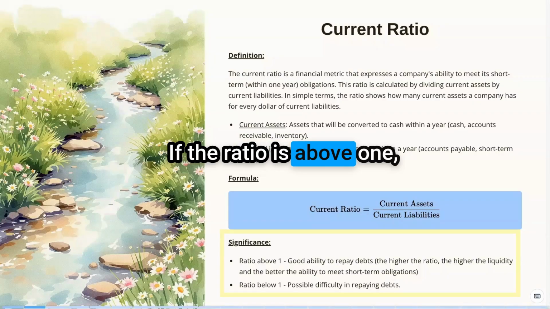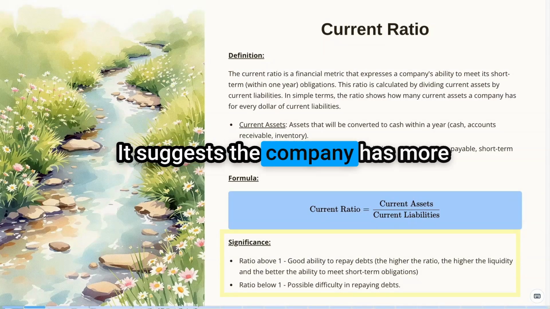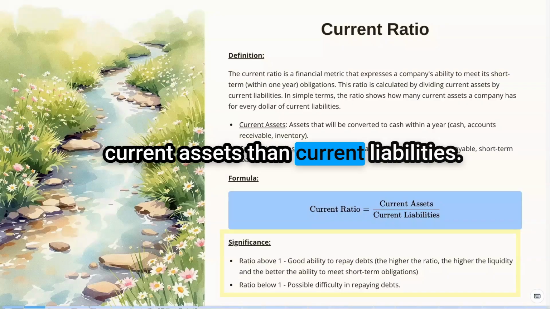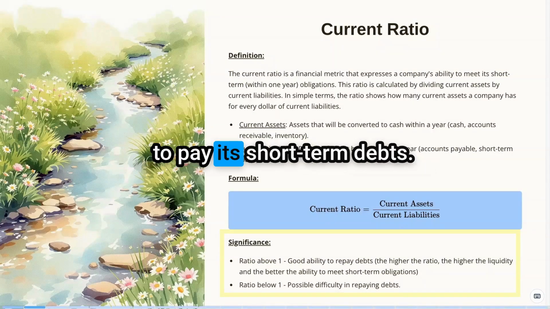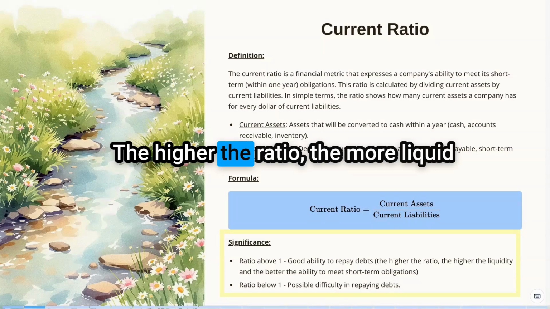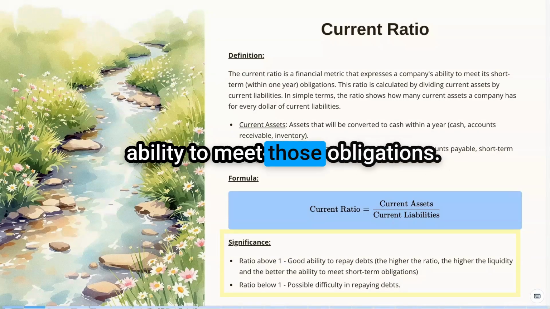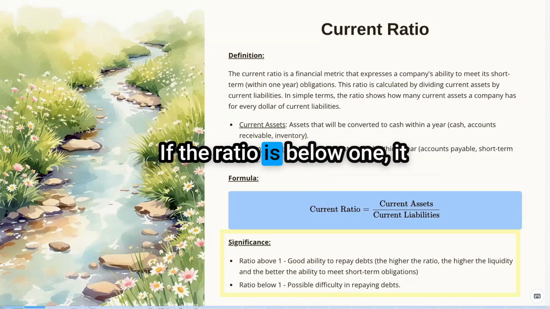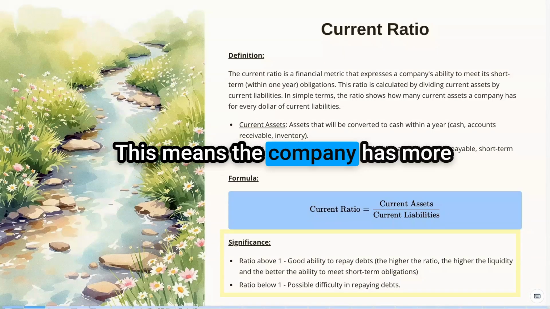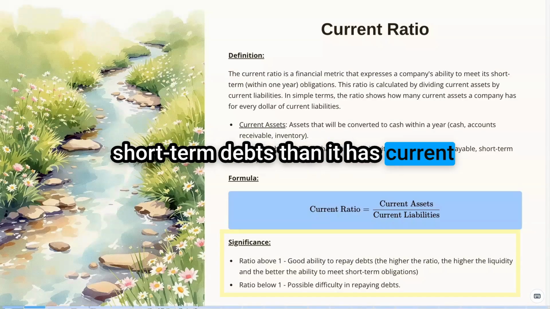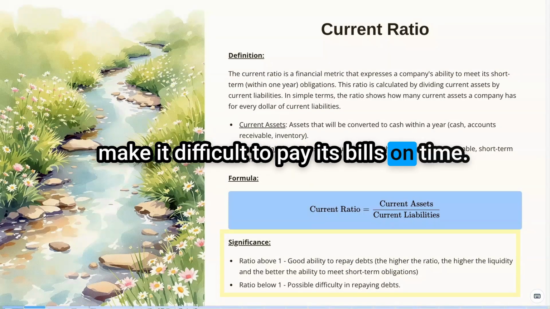If the ratio is above 1, that's generally a good sign. It suggests the company has more current assets than current liabilities, meaning it's in a good position to pay its short-term debts. The higher the ratio, the more liquid the company is, and the better its ability to meet those obligations. If the ratio is below 1, it might signal potential trouble. This means the company has more short-term debts than it has current assets to cover them, which could make it difficult to pay its bills on time.